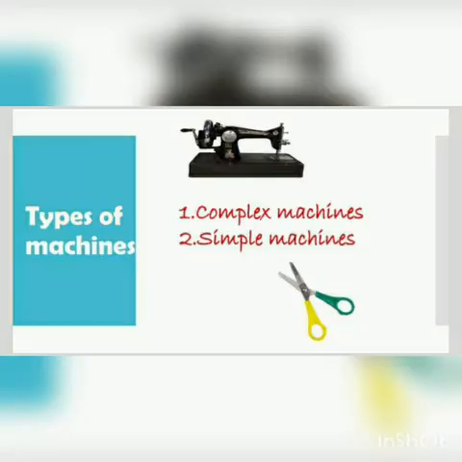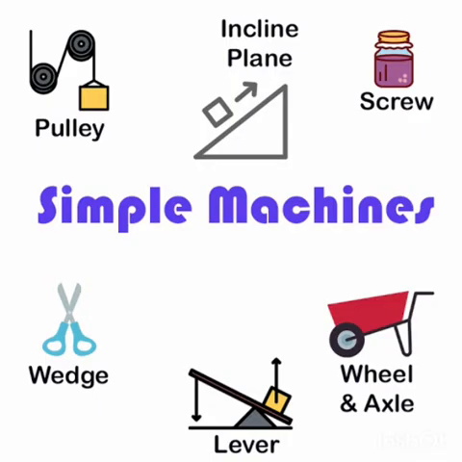So, machines help us to do work. Machines are of two types, complex machine and simple machine. Complex machines are made of many parts. Simple machines have only one or two main parts. They help us to do work by using force more efficiently.